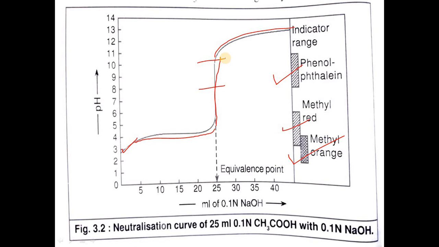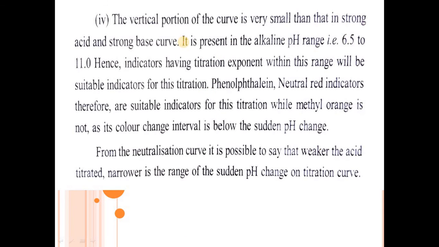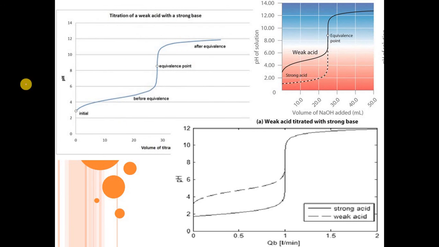So this is about the neutralization curves. Overall, in the titration of a weak acid with a strong base, we get an initial pH of 3, which increases steadily, and at a certain point it becomes constant, and again we get the curve like this. In the case of a strong acid the curve is like this, but the weak acid curve is like this. So this is the difference between weak acid and strong acid titration against a strong base.